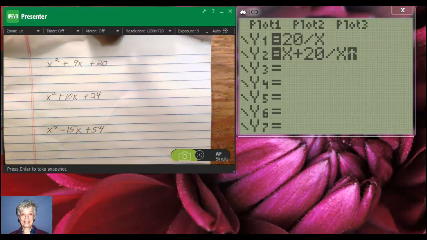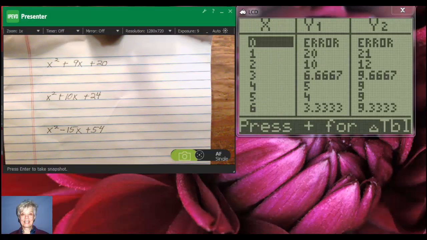And I'll say second graph. And now I want to find the number 9 in the y2 column. Well, goodness, here we have a 9 twice. Let's try 4 and 5.